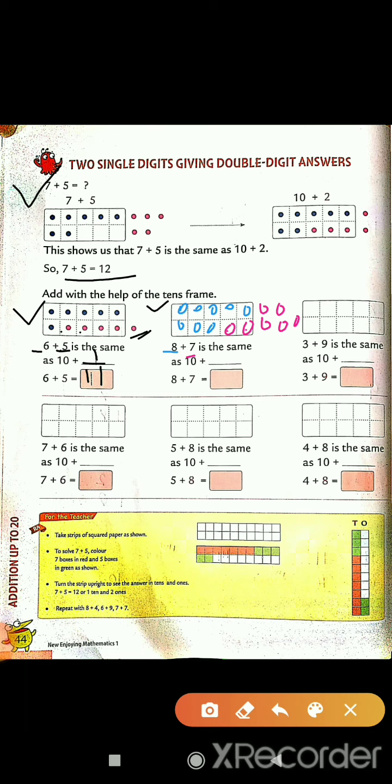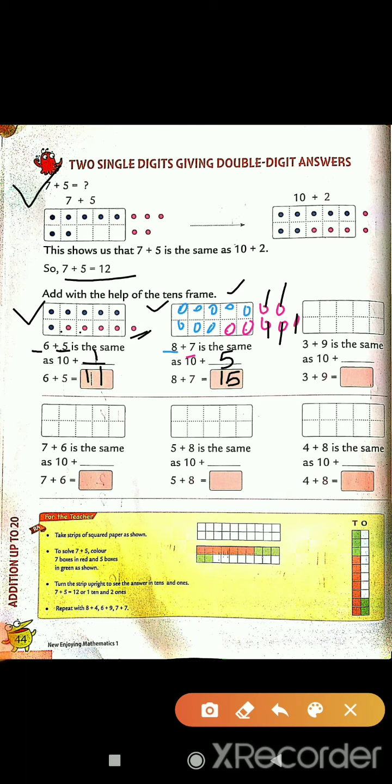Now 8 plus 7 is the same as 10 plus dash. Now these are already 10. Outside, 1, 2, 3, 4 and 5. So 10 plus 5. So 10 plus 5 is equal to 15. So 8 plus 7 is also 15. Got it, students?